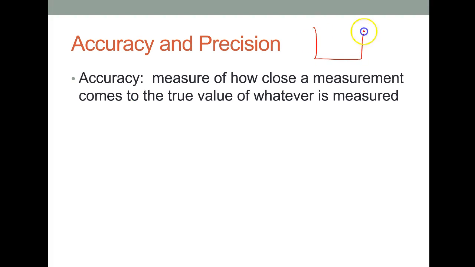So if you are measuring, say, your weight on a scale, and you stand on the scale and it says 124.6, okay? If you know that you weigh about 125, you're probably going to think, yeah, that's great. It's right on the money. Perfect. That would be an accurate measurement.